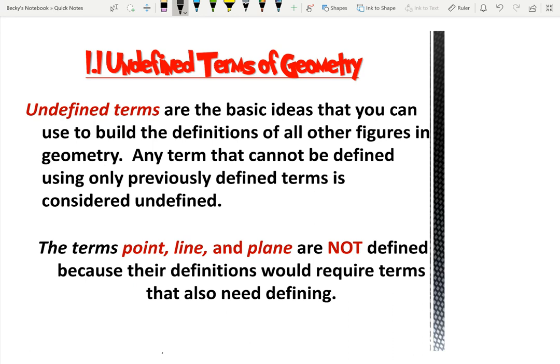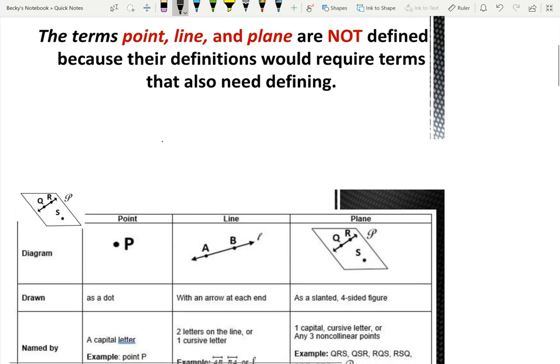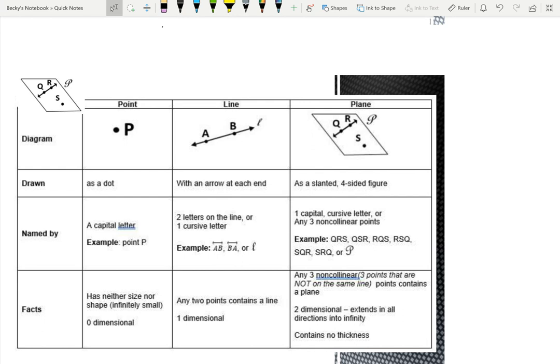So everything we do within this class, we justify it, and we have to start somewhere. And so point, line, and plane is where we're going to start. We're going to describe them, but there's not a technical definition. But we can use a point, line, and plane to help us define other words. So, moving on, we're going to first talk about a point.